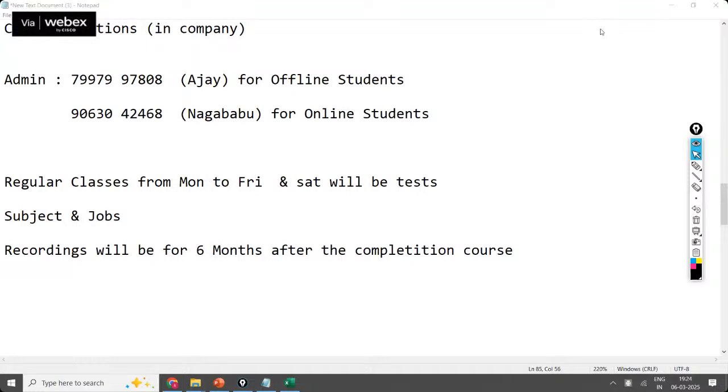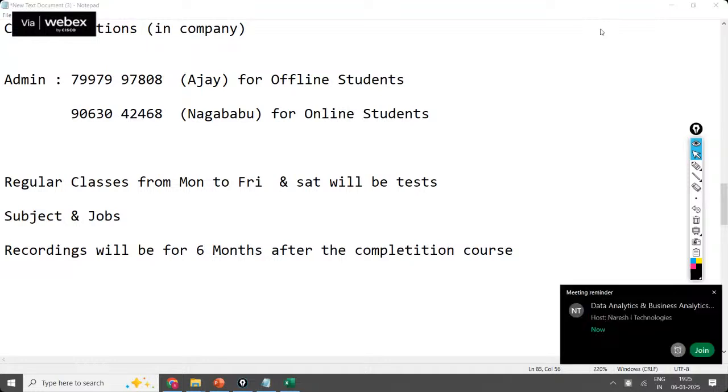Daily sessions initially will be the Python class, SQL class, and Power BI class. All this will be almost 90% practical, 10% theory. Once we enter into ML and AI, you will have 70% practical, 30% theory. More of practical only.